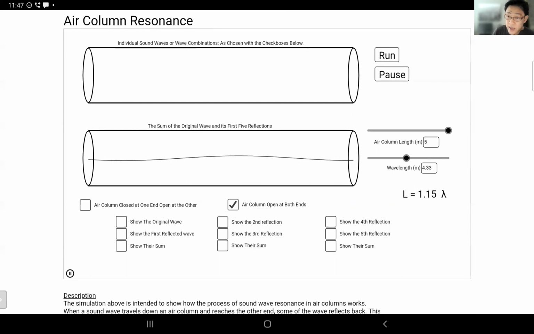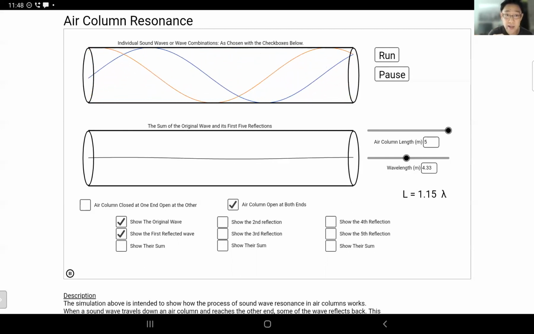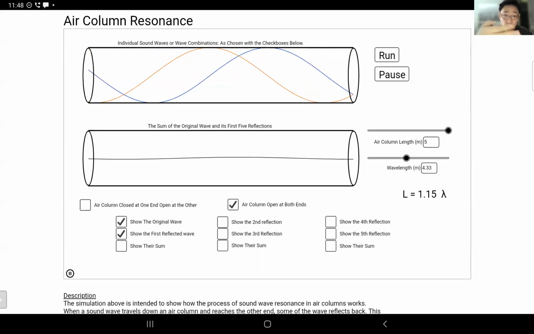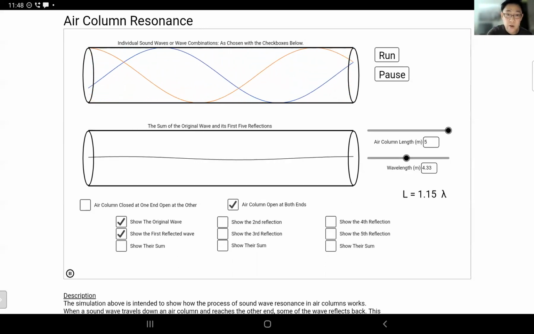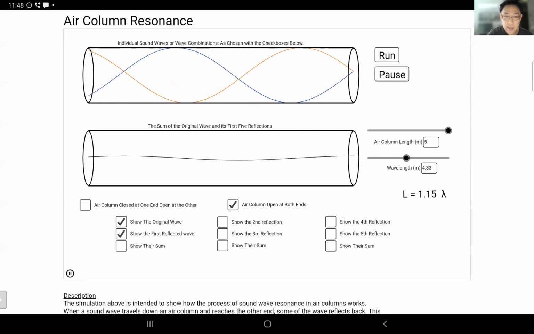There is a question: if the ends are not antinodes, then they oscillate. Correct. Look at this. Here is the thing that I want you to play with. If I show just the original wave, this is the original wave that runs from left to right. Now let me show the first reflection. Every time the wave changes medium, from inside the tube to outside the tube, there will be some reflection going on. This is exactly what we studied: two waves moving in opposite directions. But look at the resulting wave. See that? You're almost getting nothing.